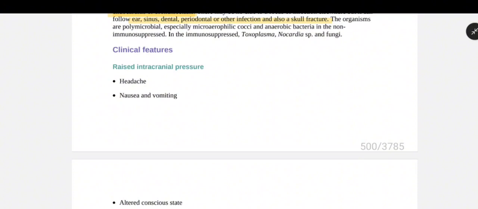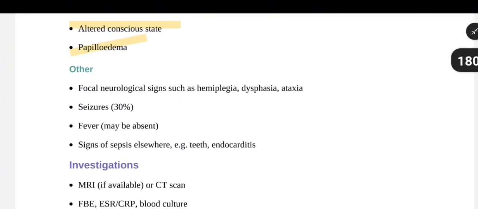Clinical features are that of increased intracranial pressure like headache, nausea, vomiting, altered consciousness, papilloedema. Others could be focal neurological signs such as hemiplegia, dysphagia, ataxia, seizures, fever, signs of sepsis somewhere else like teeth or endocarditis, or otitis media or sinusitis. Complication can be brain herniation or neurological deficit, predominantly due to increased intracranial pressure.